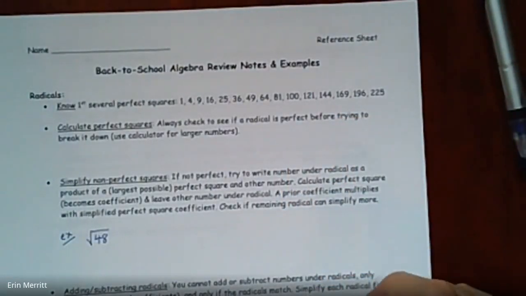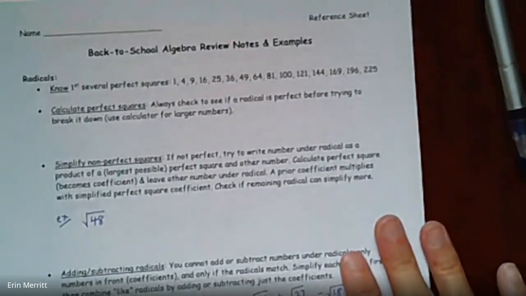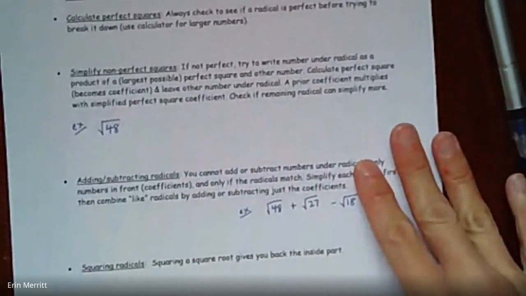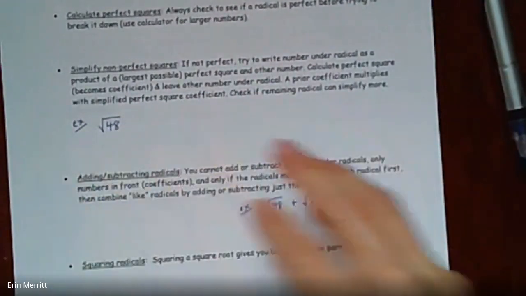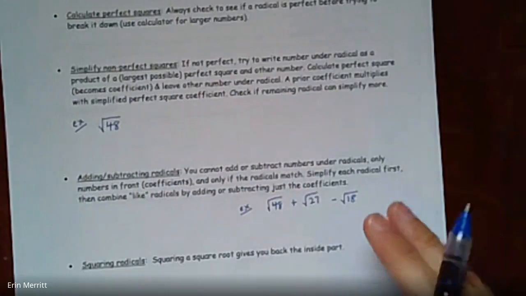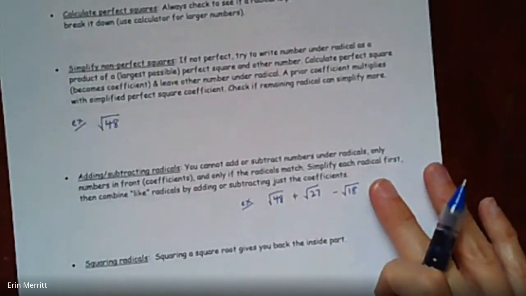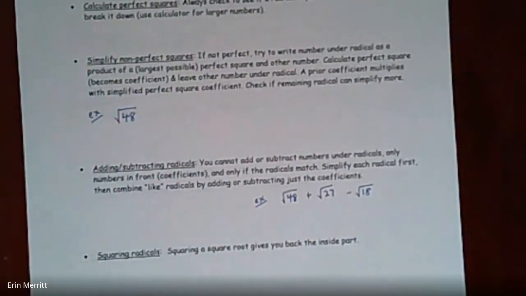Hi, geometry students. I wanted to make a quick example to go along with the back to school review notes and example sheet. I'm not going to do all of them, but there were just a few that I thought it might help to see broken down versus just reading through them. The first one was the idea of simplifying radicals and how to tackle that.